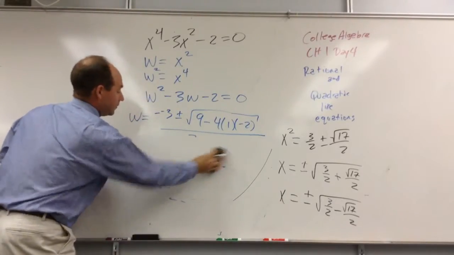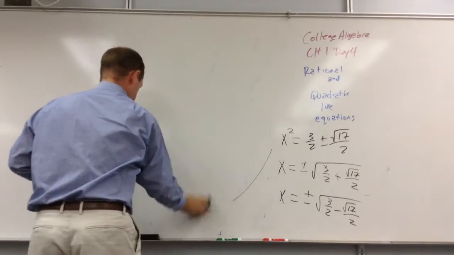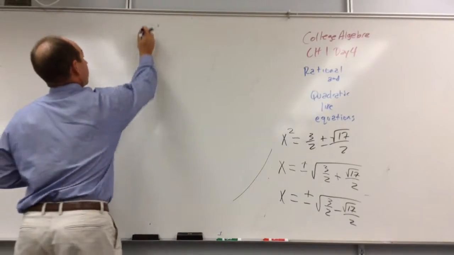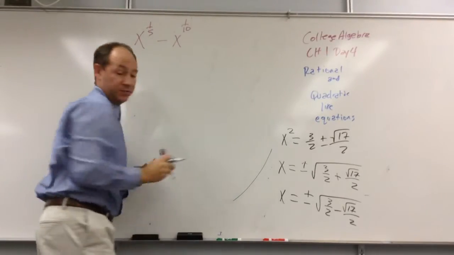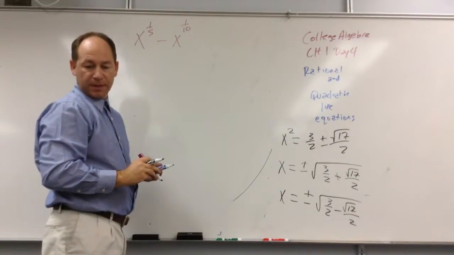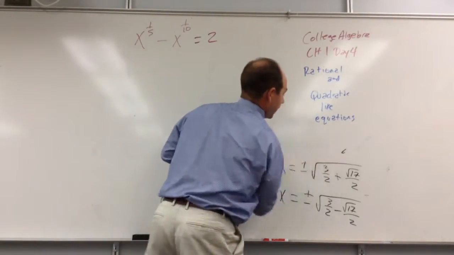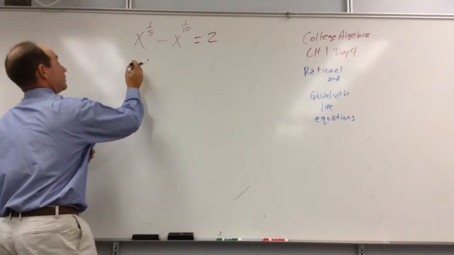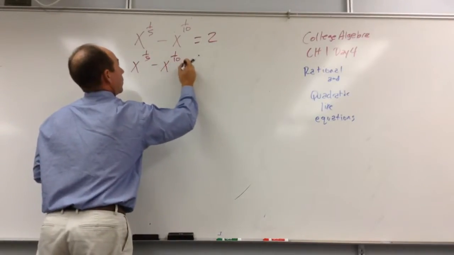Let's do that again. And this time, let's hide it a little bit better. We'll call this x to the 1/5 minus x to the 1/10 equals 2. Okay, so we're hiding the fact that, well, first of all, it's not equal to 0. So that's the first thing I want to do. x to the 1/5 minus x to the 1/10 minus 2 equals 0.